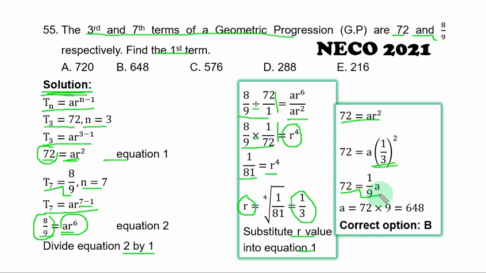To get a, multiply through by 9. a becomes 72 times 9, and that is 648. The correct option is B. Considering equation 1 and 2, you cannot solve for a directly. You have to get the common ratio. There is no shortcut to it.